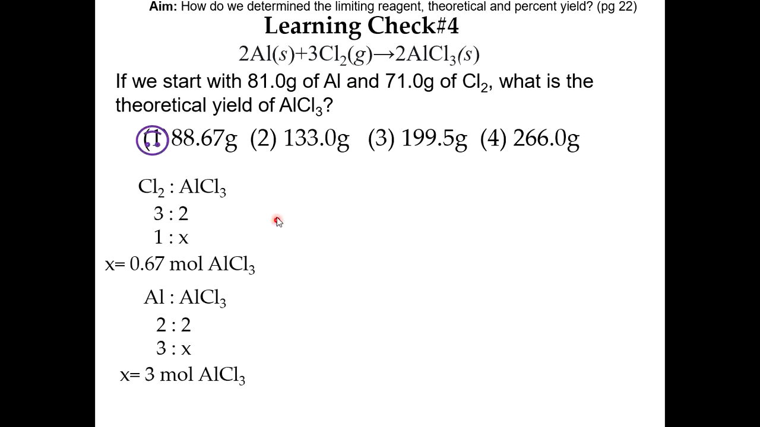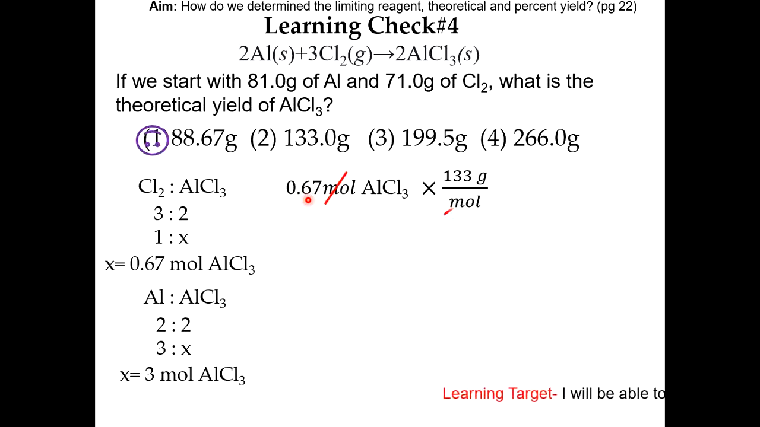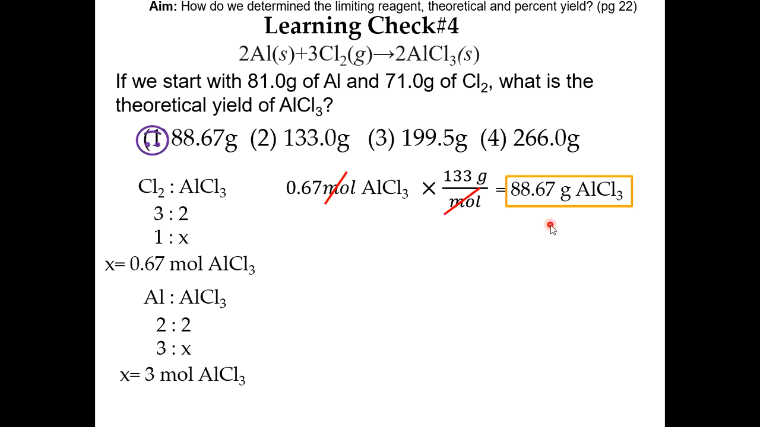So let's prove that. From the mole ratios, you can see that CO2 is again the limiting reagent. Since theoretical yield is based off the limiting reagent, the theoretical yield will be 0.67 mole. We have to convert it to mass, so we're going to multiply by the GFM, which is 133 grams per mole. So the theoretical yield is 88.67 grams of AlCl3.